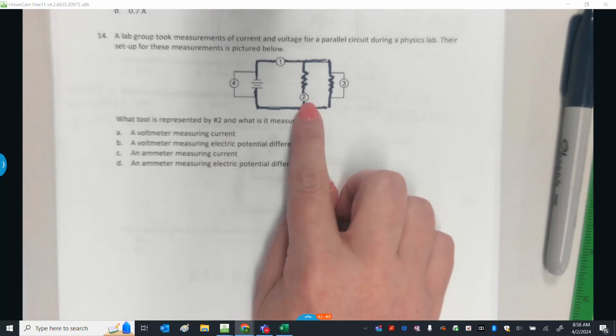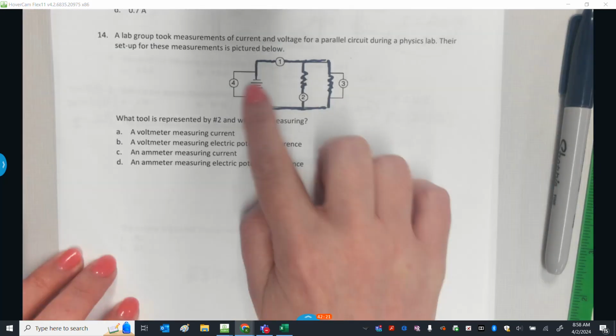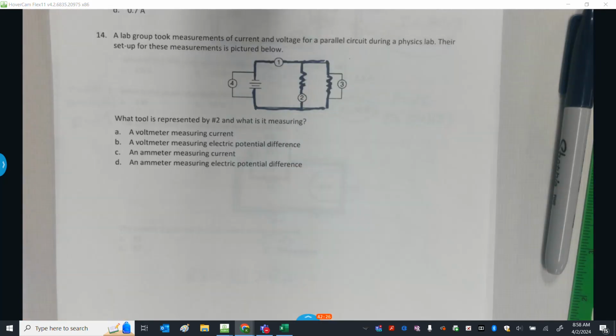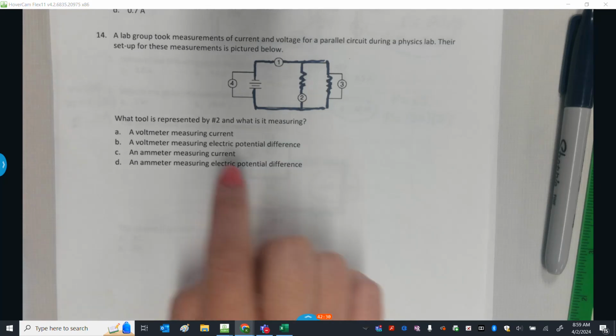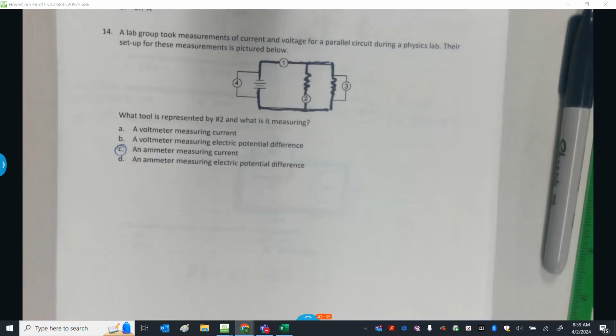Number 2 is connected in series. It is on the wire. It is part of the circuit and the current flows through it. That is the way that you connect an ammeter. So 3 and 4 are how you connect a voltmeter, but 1 and 2, that is how you connect an ammeter, and an ammeter measures current. And so the answer is an ammeter measuring current, which is answer choice C, and only one person missed that. Are there any questions about number 14?